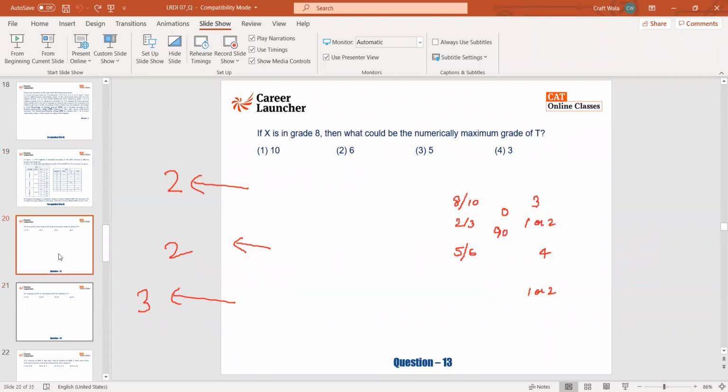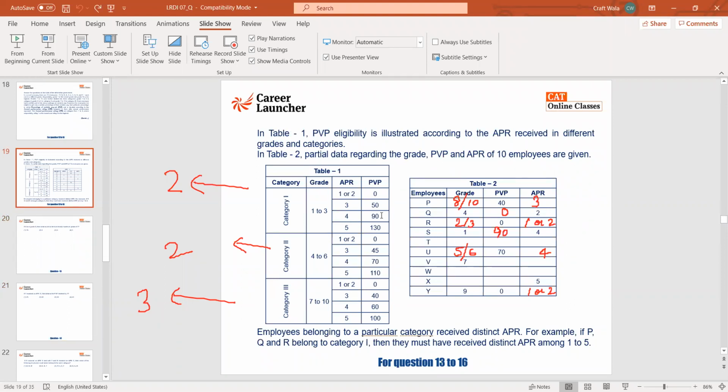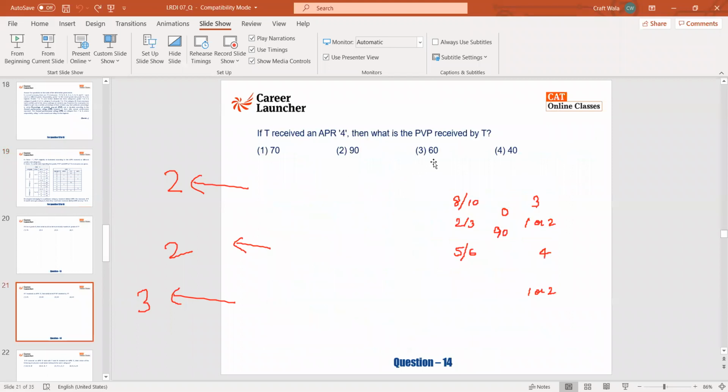So if T receives an APR of 4, you can either get a 90, 70, or 60. Out of which 90 and 70 are already done. That means the only number he can get is a 60. 90 and 70 are already done, so he can only get a 60. 60 becomes our answer.